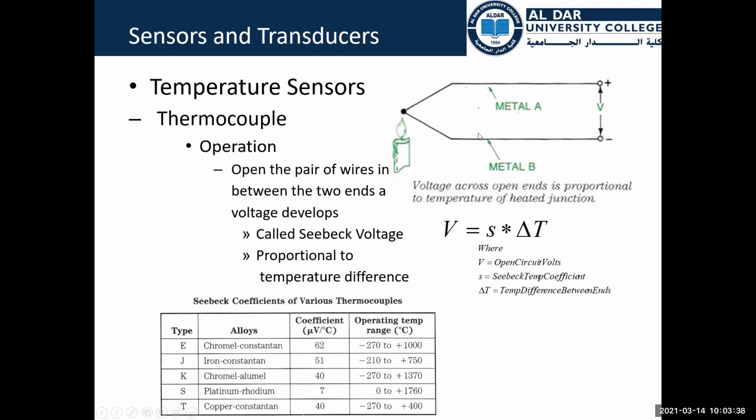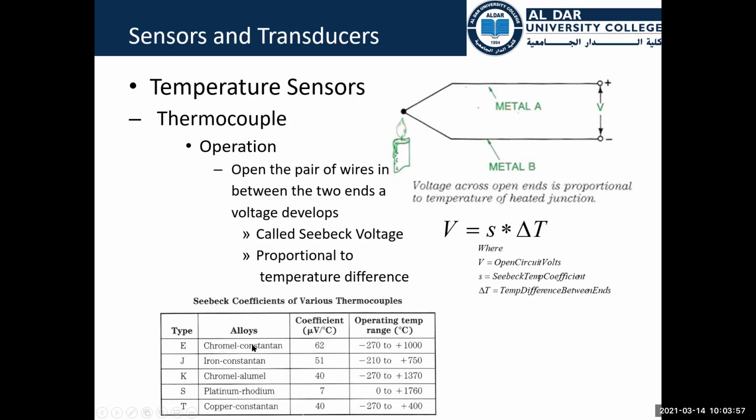Is that the coefficient of the metal? The metal, each metal, you can say it is a parameter for the metal. This is metal A and metal B, they are different. And this coefficient is standard. For each metal, they have different S.